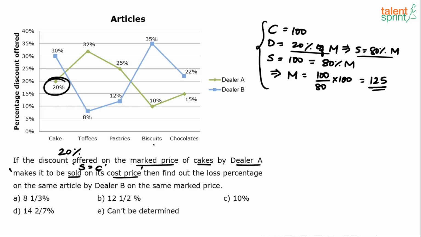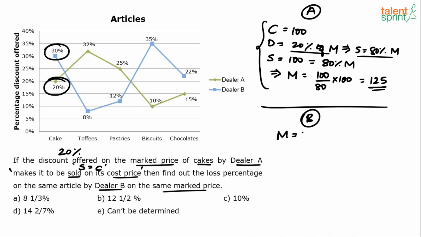Now, find out the loss percentage on the same article by dealer B. Same article is cake. Dealer B, the discount he is giving is 30%, on the same marked price. Now let's talk about dealer B. This is all dealer A's calculation. Now dealer B. Same marked price. Marked price is 125. Discount is how much? 30%. 30% of what? 125. 30% of 125 is 37.5.